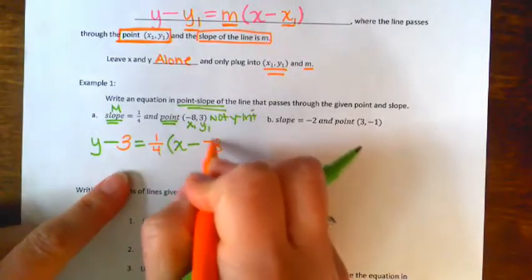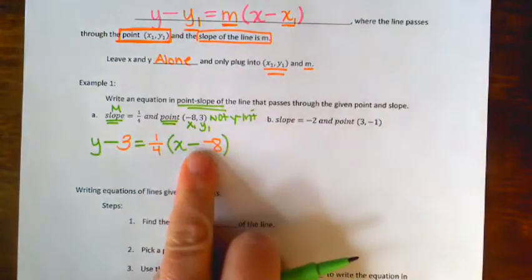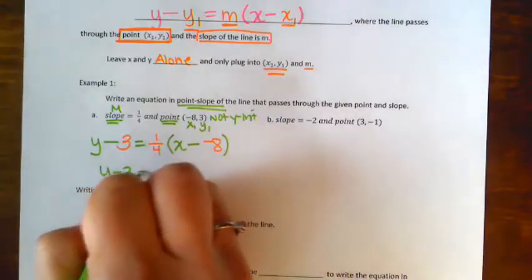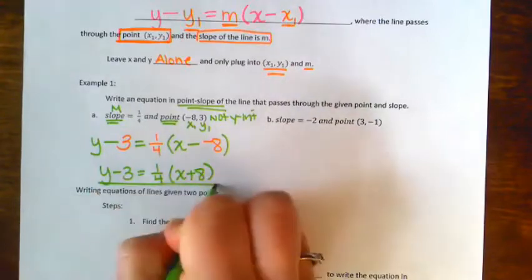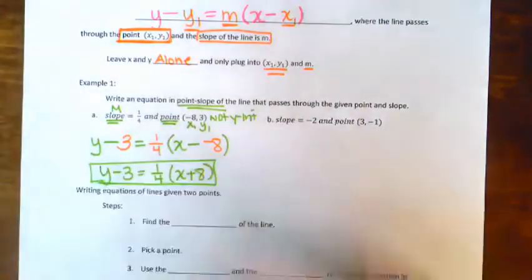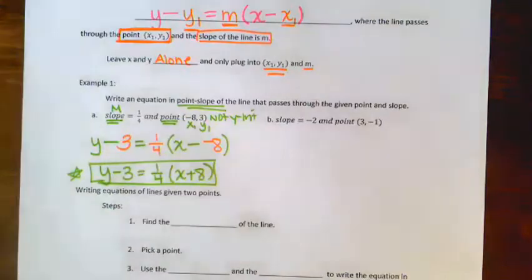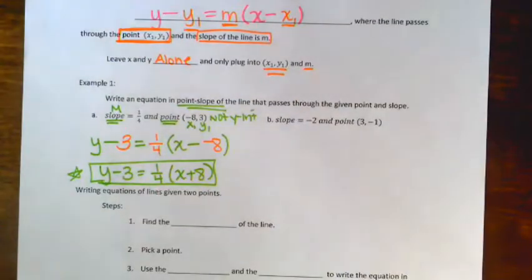Negative 8. Now, the only thing I'm going to do: do you think I like seeing 2 negatives back to back? No. A negative and a negative will always make a positive. Are you in point slope form? Yeah, you're done. That's your equation. It doesn't say to put it into slope intercept form, so you do not need to. That's point slope form.